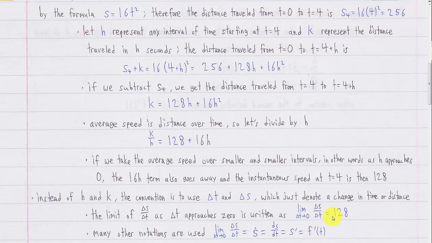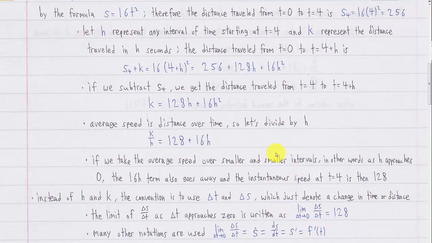And so this is basically a derivative. A derivative is the limit of the average rate of change as the interval over which you're taking that average rate of change approaches 0. As we've just seen, the derivative of the distance function gets you the instantaneous speed. And these are all notations for the derivative.